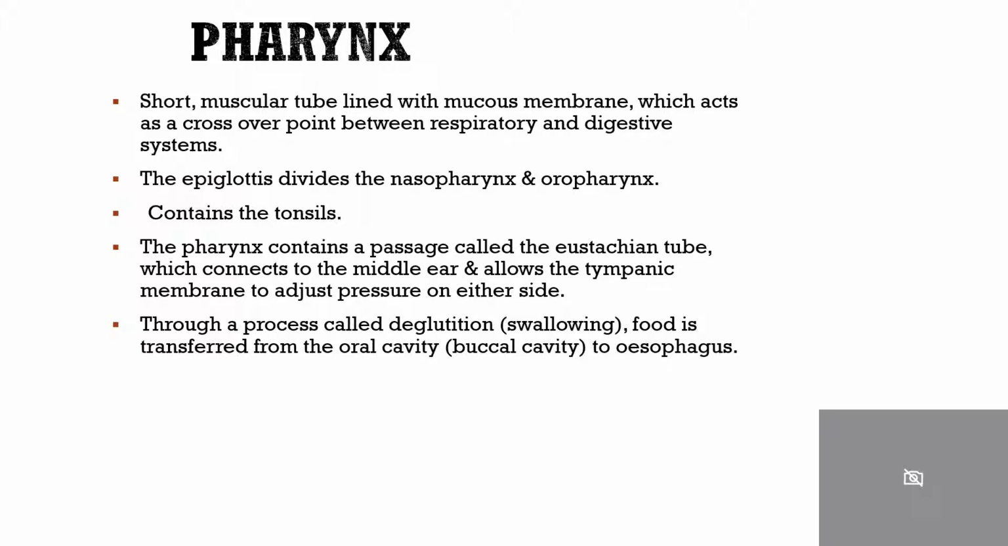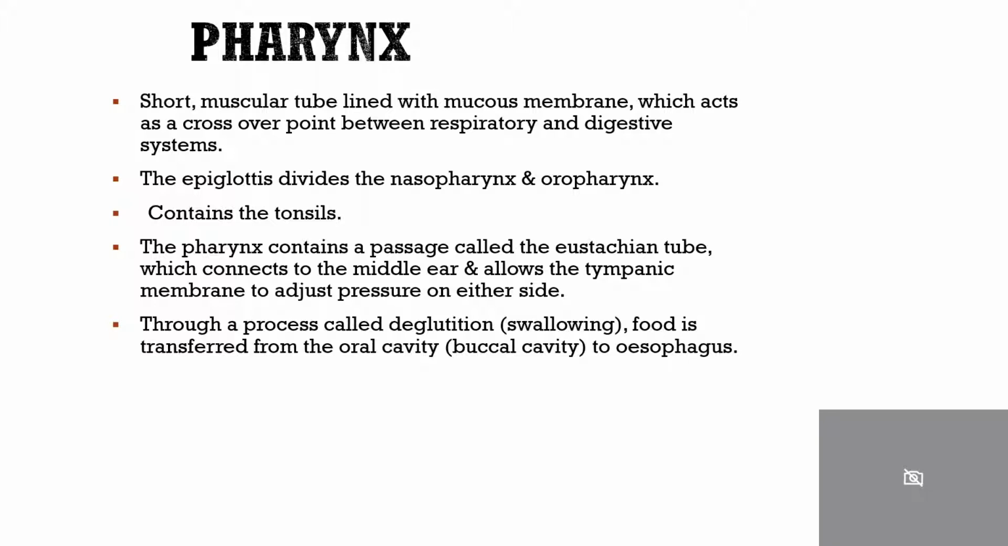Moving our way along the digestive system itself now, we reach the pharynx. This is a short muscular tube that's lined with mucous membrane, and it acts as a crossover point between the respiratory and digestive systems. The epiglottis divides the nasopharynx and the oropharynx, as we've talked about in previous sessions.